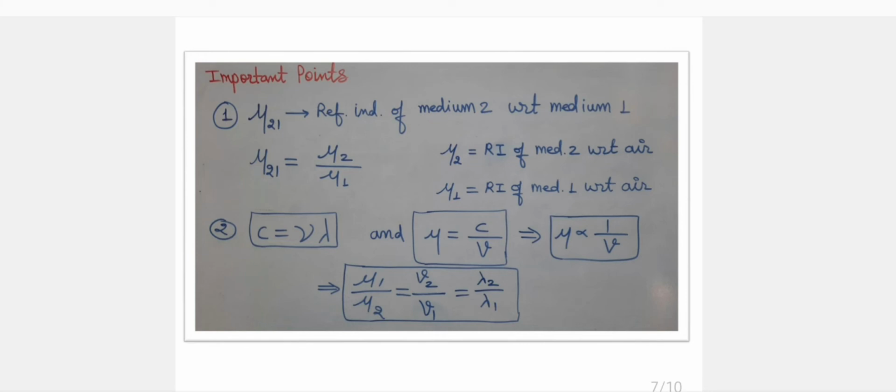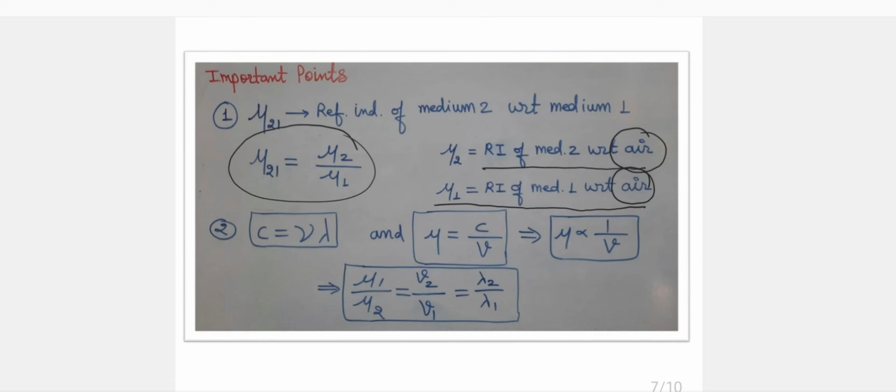For example, generally we use mu, and if it is written mu 2 1, it means the refractive index of medium 2 with respect to medium 1. In other words, you can say mu21 equals mu2 by mu1, where mu2 is the refractive index of medium 2 with respect to air, and mu1 is the refractive index of medium 1 with respect to air.